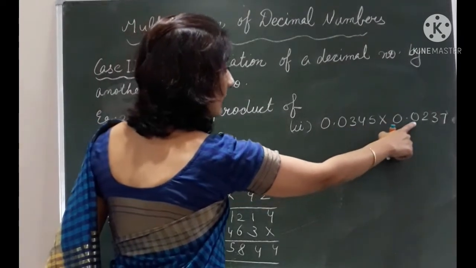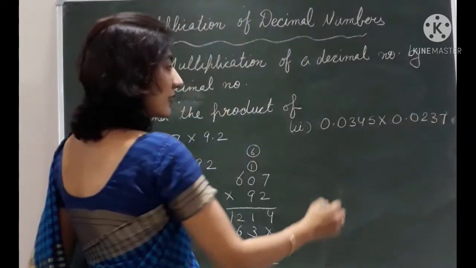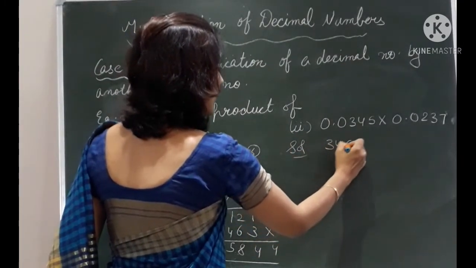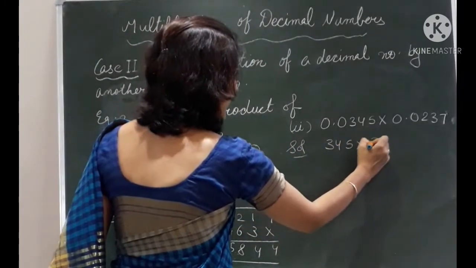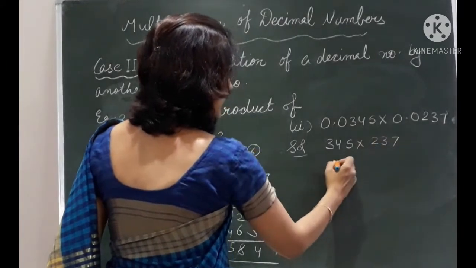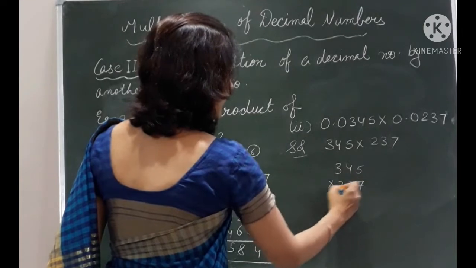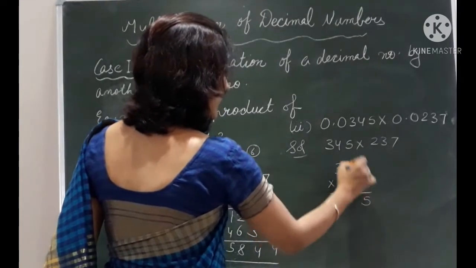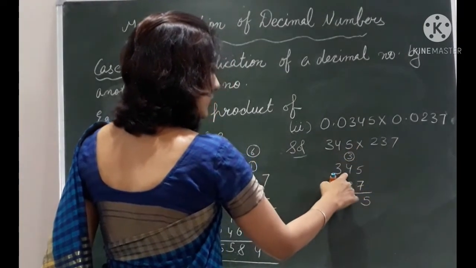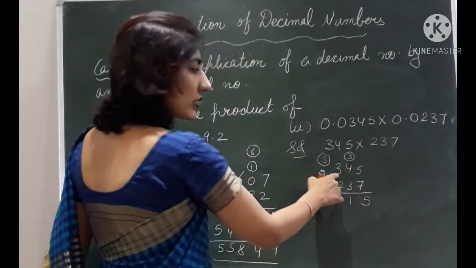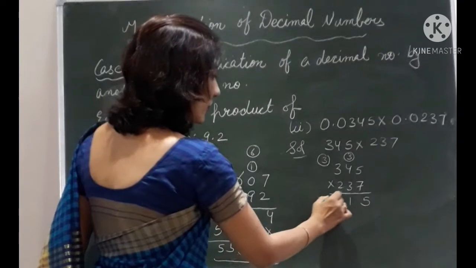Another example you can take, 0.0345 multiplied by 0.0237. So here first we will remove the decimal and multiply simply 345 by 237. So 345 into 237. 7 5s are 35, carry 3. 7 4s are 28 and 3, 31, carry 3. 7 3s are 21, 21 and 3, 24.